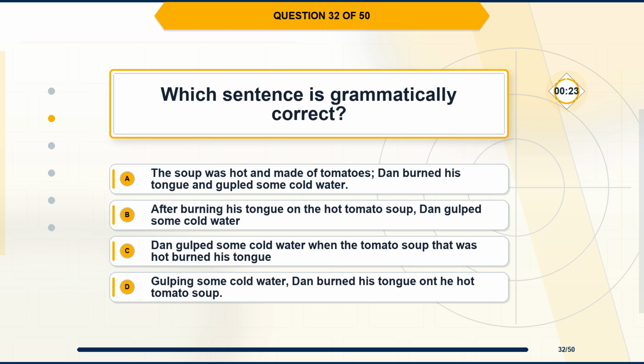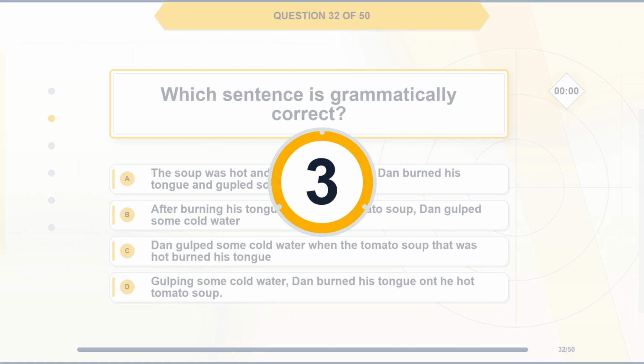Question 32. Which sentence is grammatically correct? Option A, the soup was hot and made of tomatoes, Dan burned his tongue and gulped some cold water. Option B, after burning his tongue on the hot tomato soup, Dan gulped some cold water. Option C, Dan gulped some cold water when the tomato soup that was hot burned his tongue. Option D, gulping some cold water, Dan burned his tongue on the hot tomato soup.